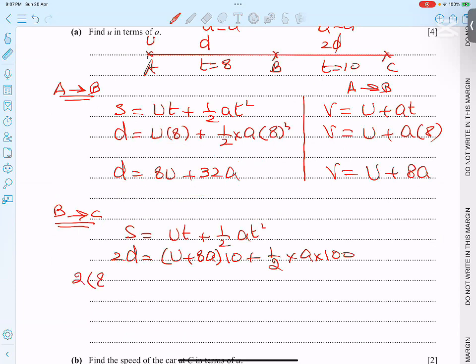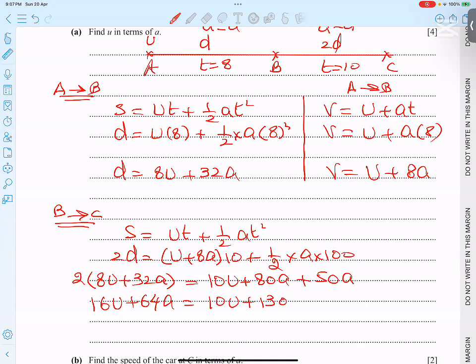So this is 8U plus 32A, and this is 10U plus 80A, and here I got 50A. Now, students, we are very close, because we have to make U the subject, but in terms of A. So 2 8s are 16, 64A, 10U, and 8 plus 50 is 130A.